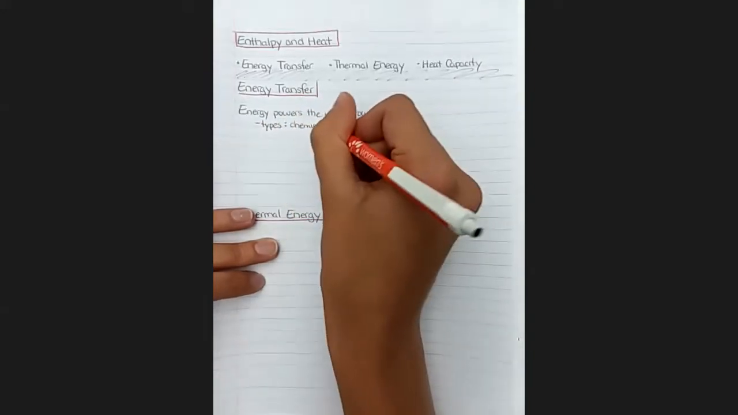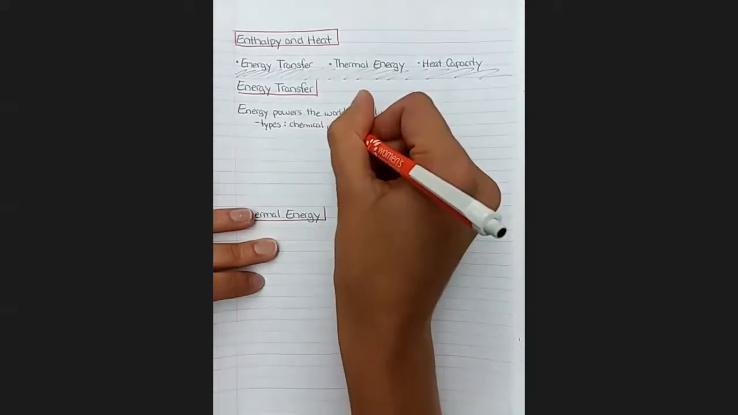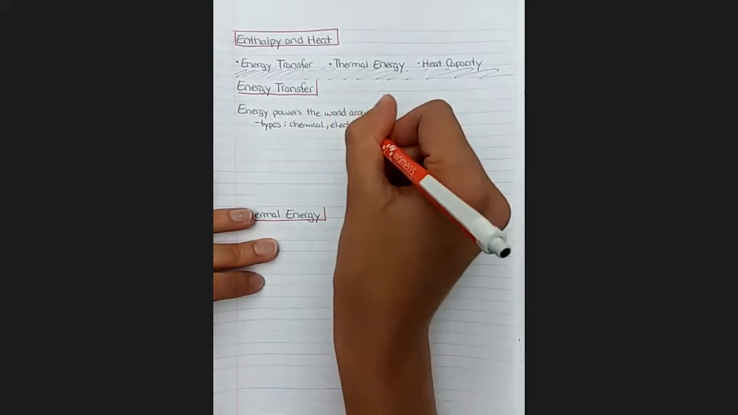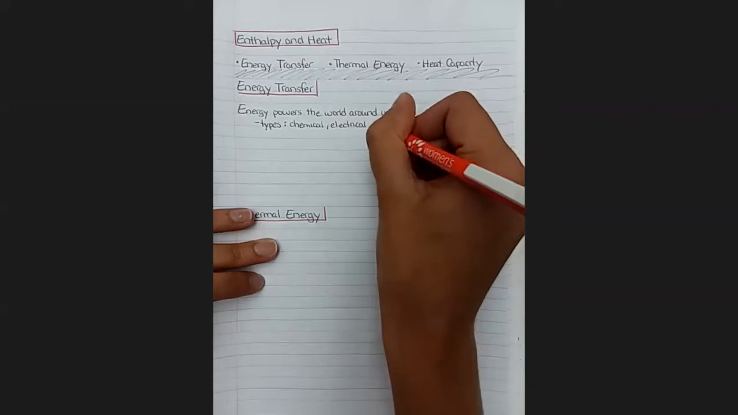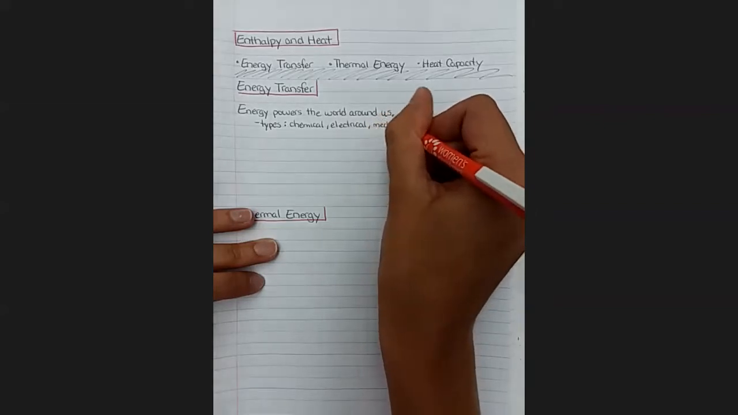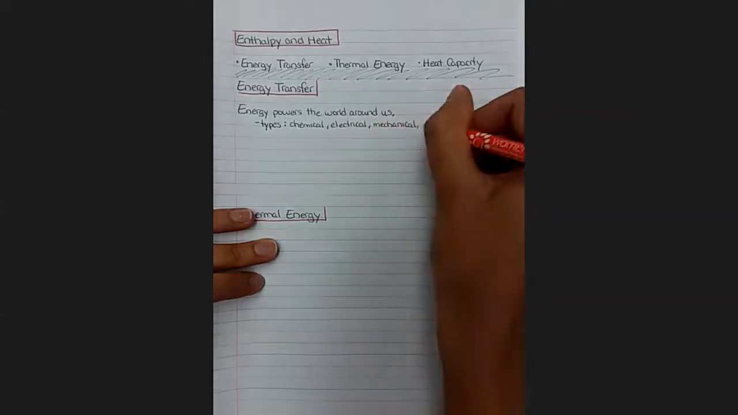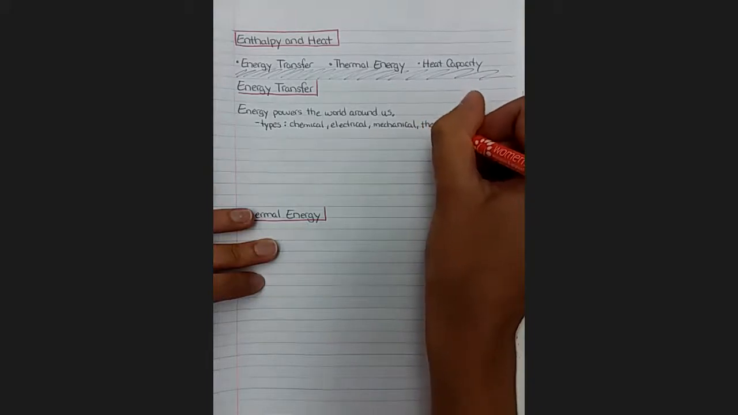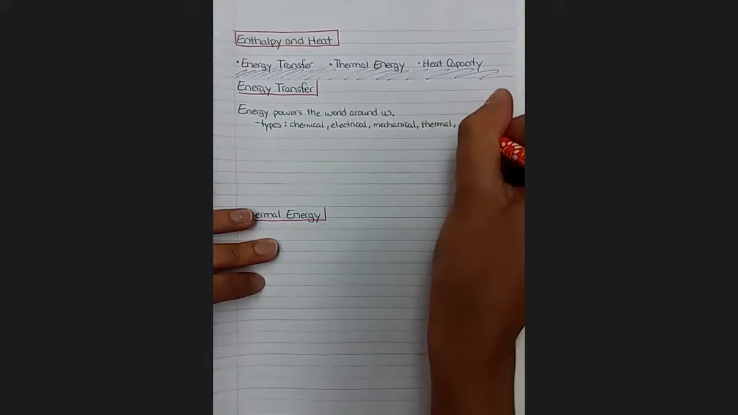It could be in the form of chemical energy, like in a chemical reaction. It could be electrical energy, like the electricity you use to power things, mechanical energy by turning a turbine, thermal energy, like the thermal energy from the sun. It could be solar energy or biochemical energy. There's many, many different types.